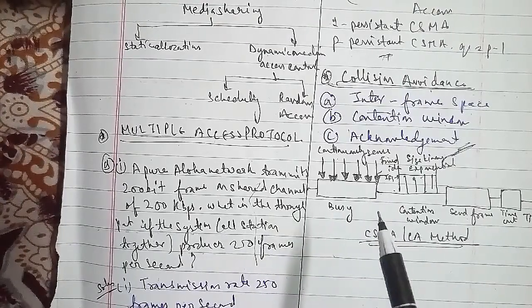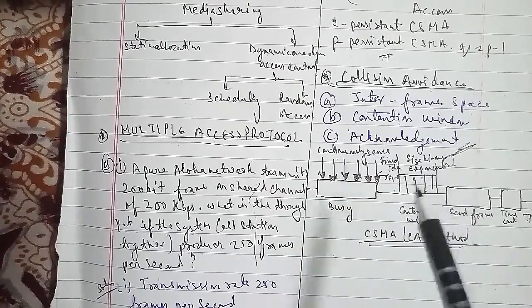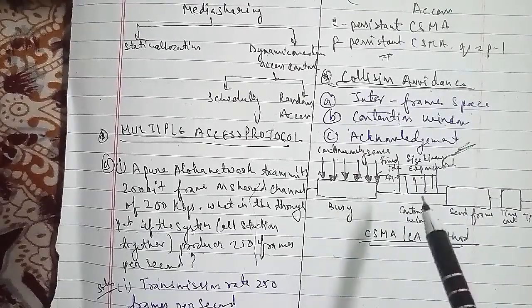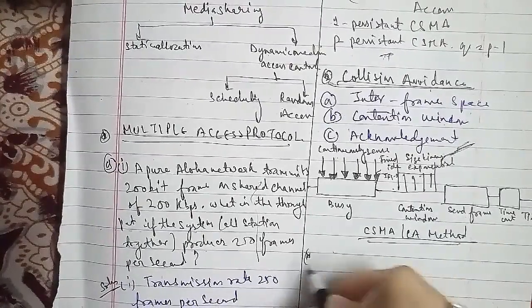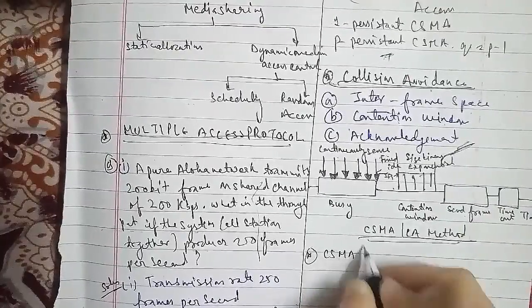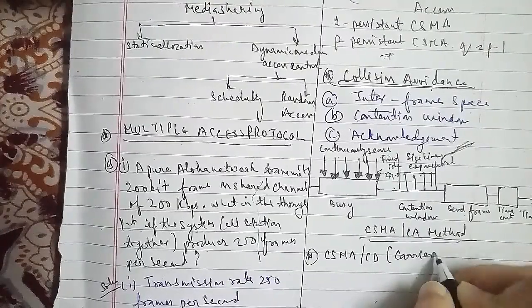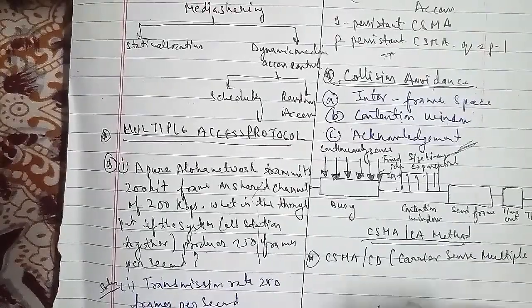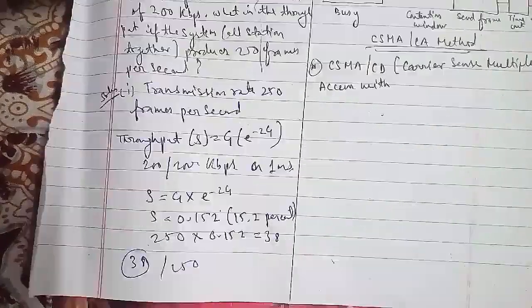With the CSMA CD, the full form of CSMA CD is carrier sense multiple access with collision detection. With CSMA CD, that is carrier sense multiple access with collision detection here.